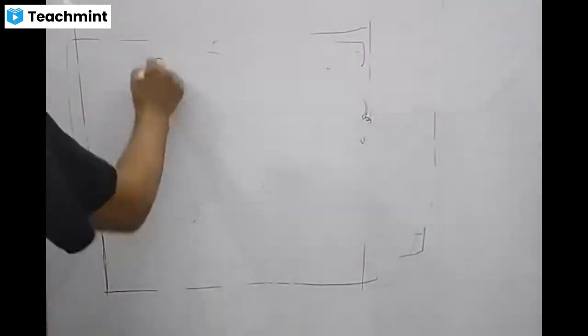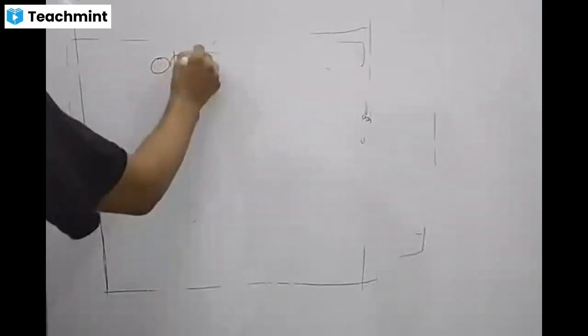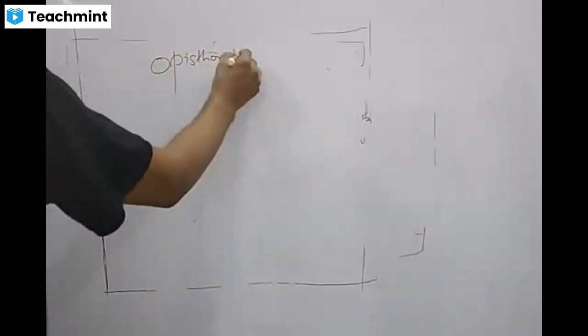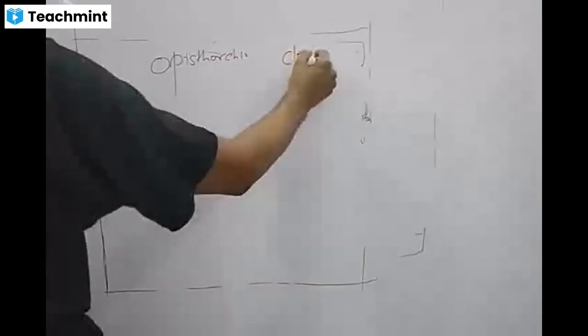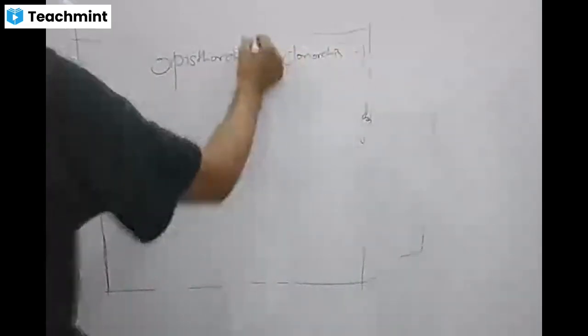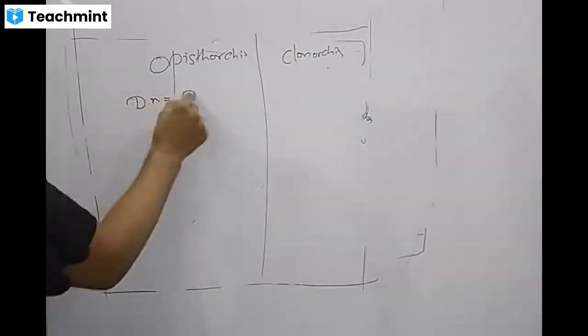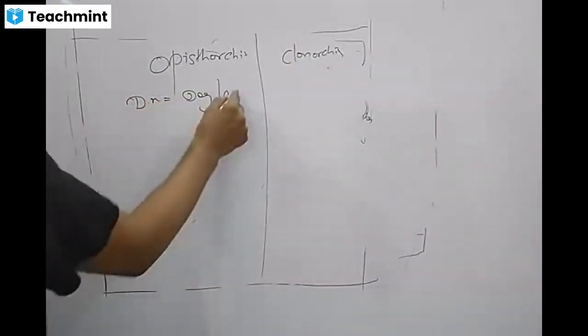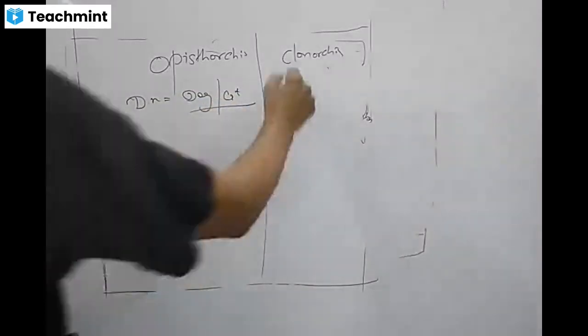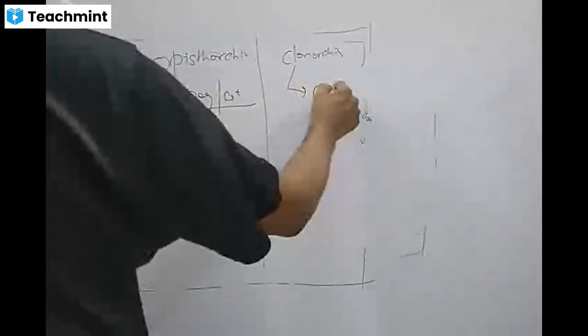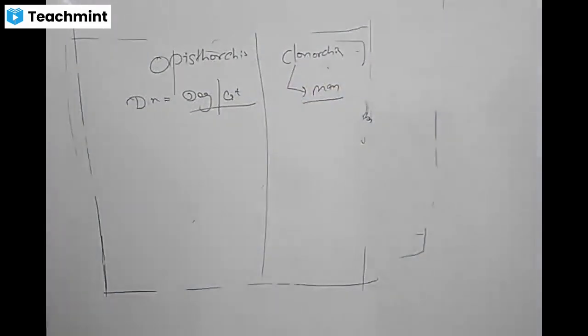Next, there are two flukes. One is known as Opisthorchis and one is Clonorchis. In both the flukes, everything is the same. The only difference is the definitive host. Opisthorchis is of veterinary importance, that is dog and cat, and Clonorchis is related with man. So this is the difference.